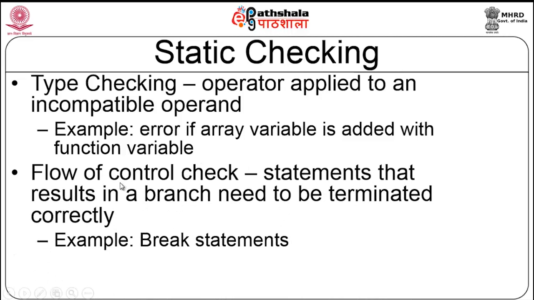The second check is the flow of control check, that is, the statements that result in a branch need to be terminated correctly. Supposing you have a break statement or a continue statement in your program, you should not leave loose ends. Every path from the beginning of the program till the last has to be terminated correctly, and that is done using what is called the flow of control check.